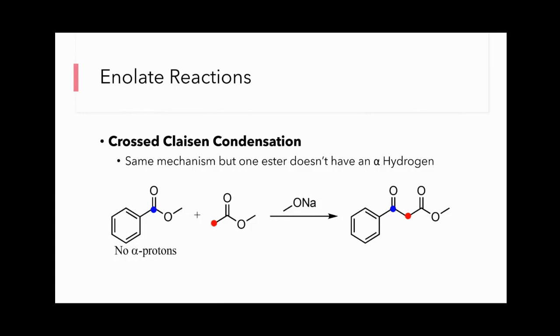So cross Claisen condensation is a similar mechanism to the cross aldol condensation, but with esters. And one of the esters does not have an alpha hydrogen.